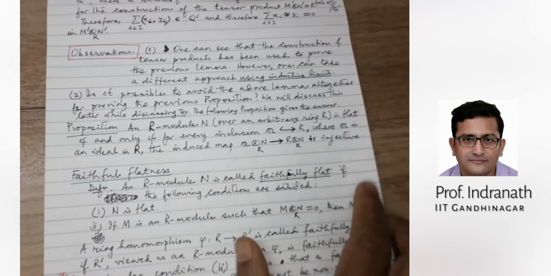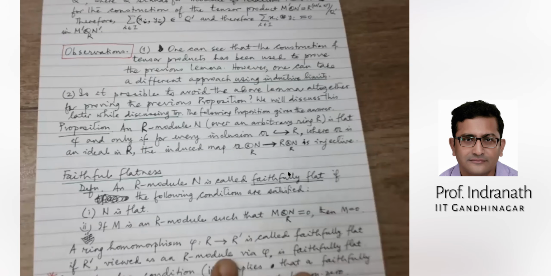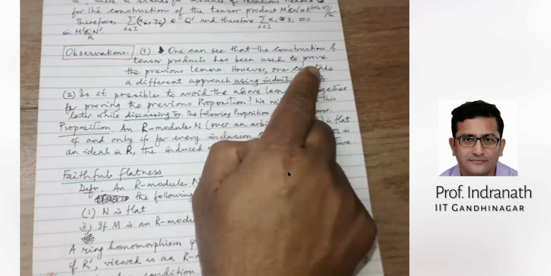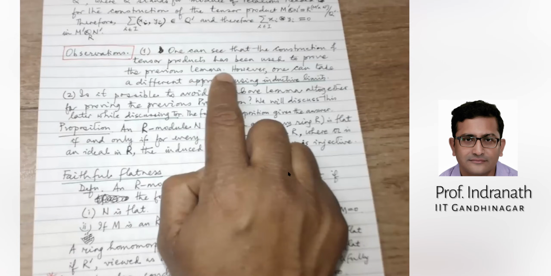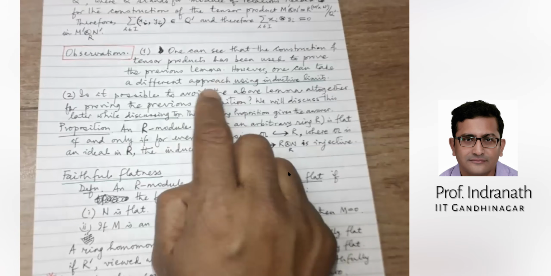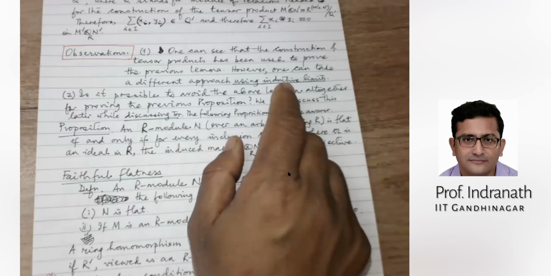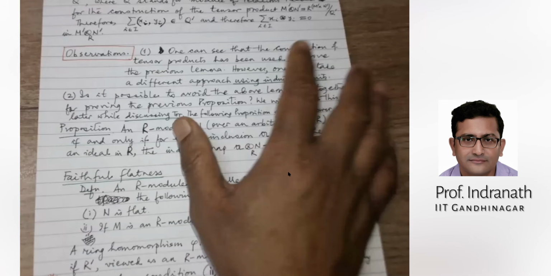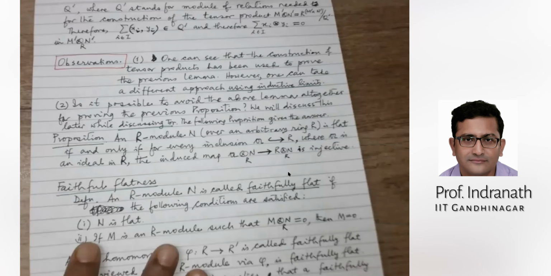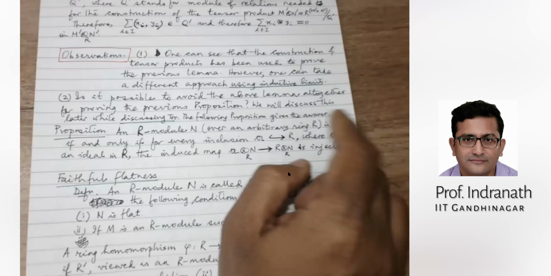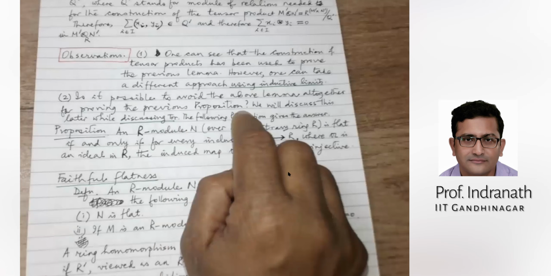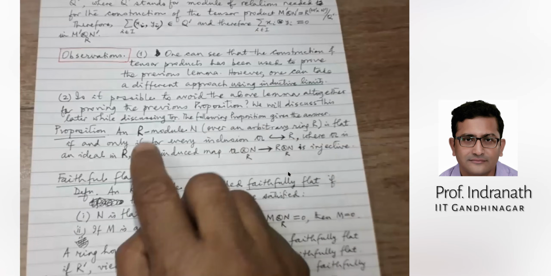So the observations are: one can see that the construction of tensor products has been used to prove the previous lemma. However, one can take a different approach using inductive limits. I'm not very sure if I will come to how inductive limits and tensor products behave, but I will definitely add it in the tutorial sheet. So is it possible to avoid the above lemma altogether by proving the previous proposition? We will discuss this later while discussing Tor.